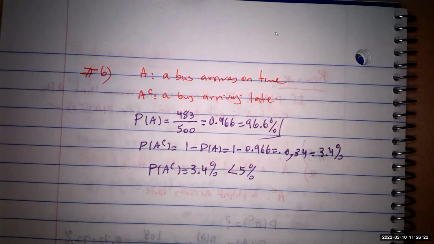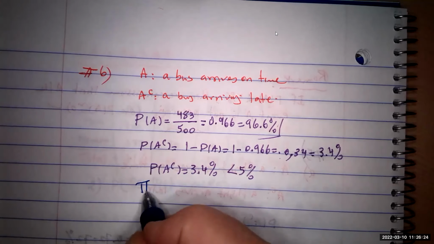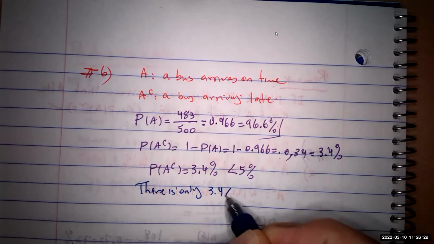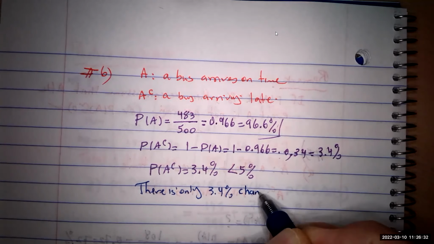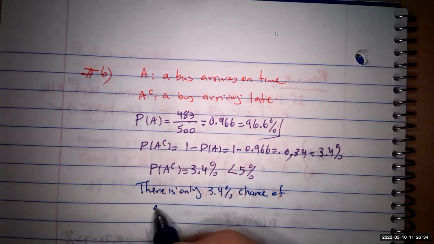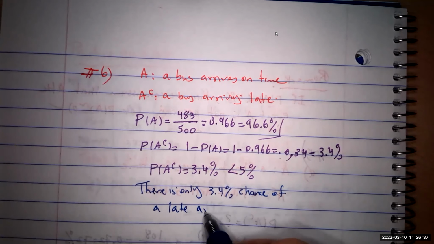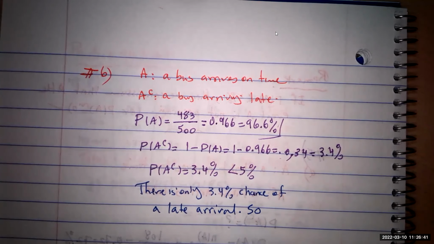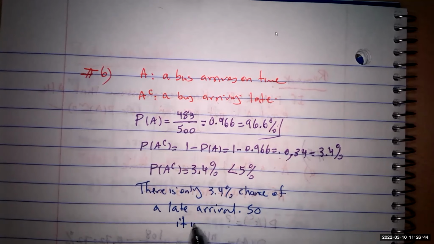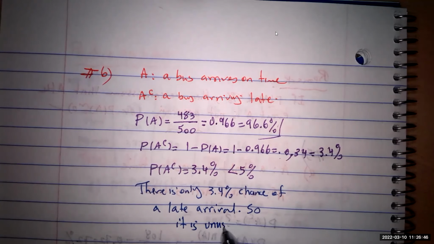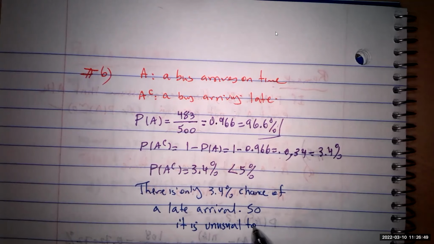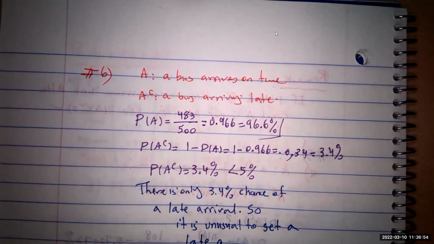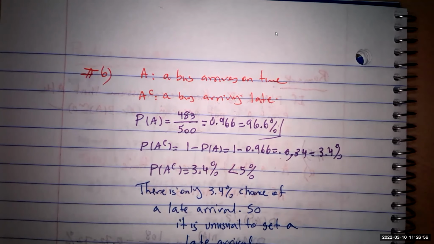Okay, so there is only a 3.4% chance of a late arrival. So it is very much unusual to get a late arrival. And that's why we get worried.